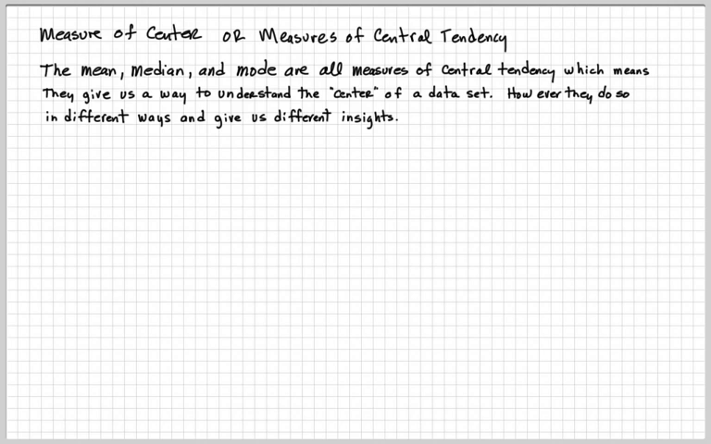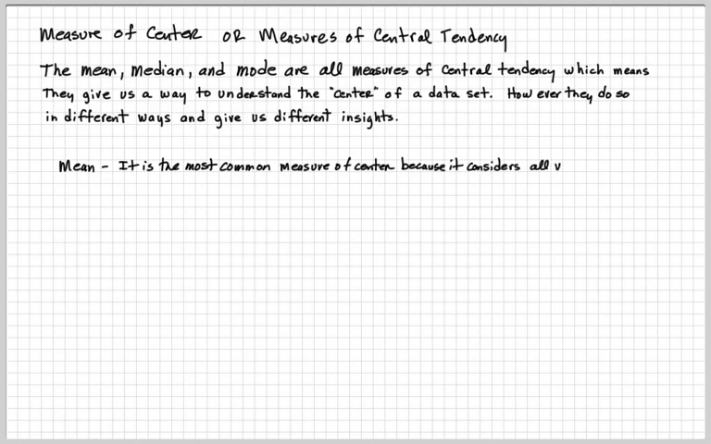However, they do in different ways give us different insights, these three measurements. So, for example, the mean, it's the most common measure of center because it considers all the values of the data set. Some people call the mean the average. And a lot of the times when we're in third grade here in the United States, when you're about 8 years old, we calculate the mean. We add all the numbers and divide by how many we have.